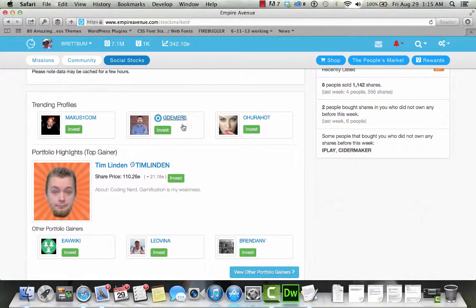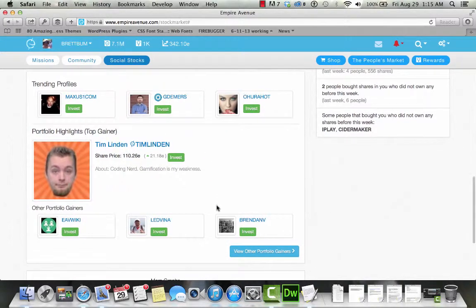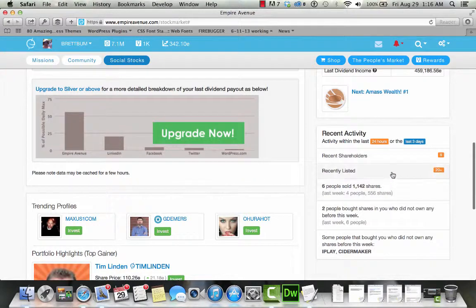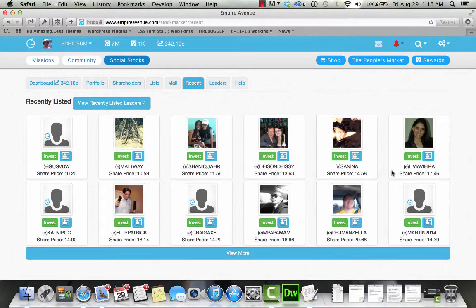I'm already invested in Gilam. A couple of these look familiar as well. So that's one way that you can invest. Here's another way. Especially if you're new, you might not necessarily be able to afford investing in some of the players that have a large per share stock price.